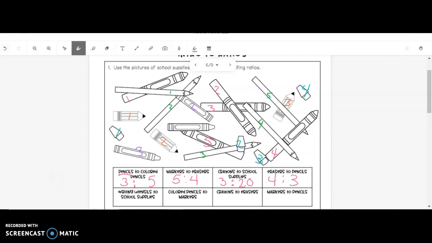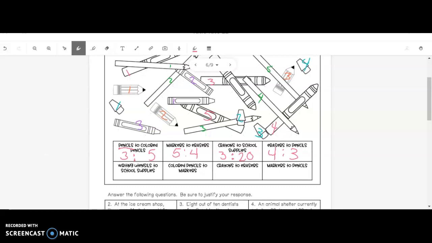Now some of these we've already found the ratios to, so I can just rewrite them. Writing utensils to school supplies. Well, that's the total again of 20. Writing utensils comes first. Well, everything was a writing utensil except for those 4 erasers. So that's going to be 16 to 20. Colored pencils to markers. 5 colored pencils to 5 markers. 5 to 5 ratio can be simplified to 1 to 1 ratio.